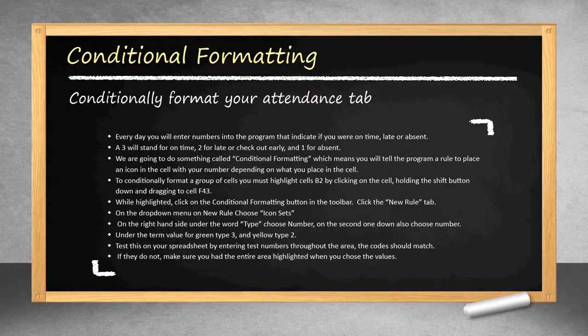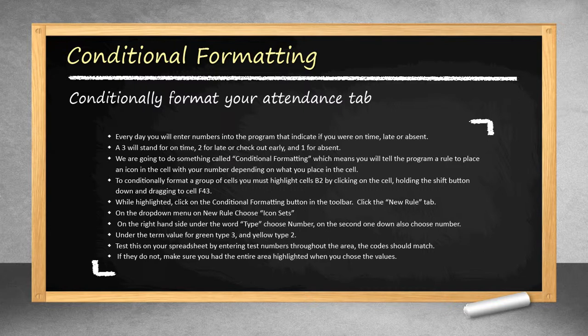Every day you will enter numbers into the program that indicate if you were on time, late, or absent. A 3 will stand for on time, 2 for late or check out early, and 1 for absent. We are going to do something called conditional formatting, which means you will tell the program a rule to place an icon in the cell with your number depending on what you place in the cell.